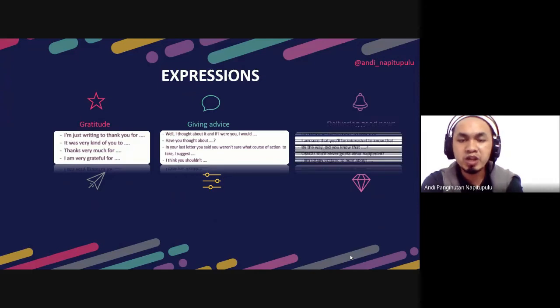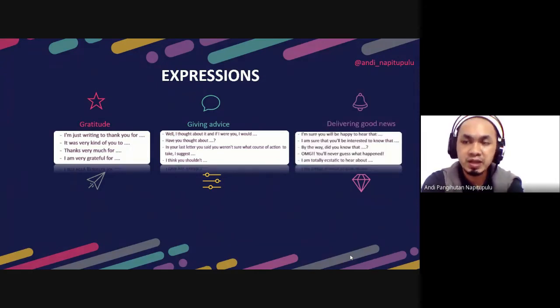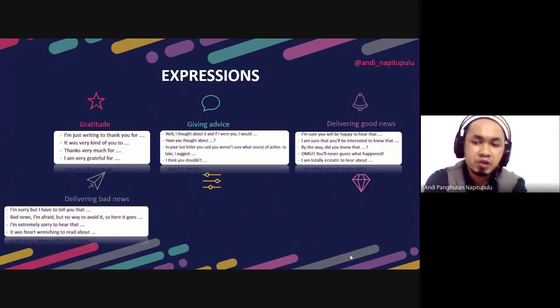The third one, you can use expressions in your personal letter for delivering good news. When you want to deliver good news, you can say: "I'm sure you will be happy to hear that." "OMG, you'll never guess what happened." You can take a look at the other expressions for delivering good news. And the opposite of good news will be bad news: "I'm sorry, but I have to tell you that..." "I'm extremely sorry to hear that." "It was heart-wrenching to read about."